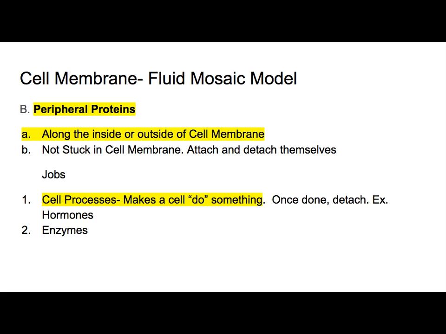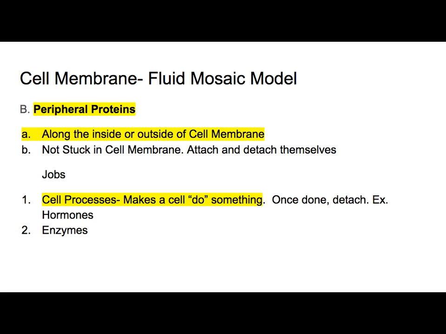The other type of protein is the peripheral protein. And this is what I was talking about. I think probably the better explanation would be that they are along the edges, but I didn't write that. I said along the inside or outside. I wanted you to know that they can be on the edges either side of that cell membrane, either facing inside the cell or outside of the cell. So that's why I wrote that. Understand that they're not stuck. A lot of them can detach themselves and move around.